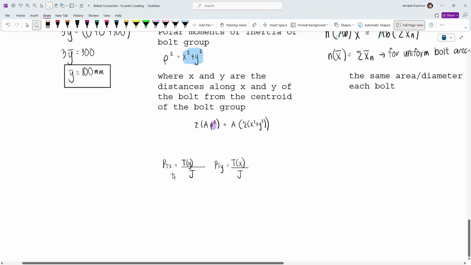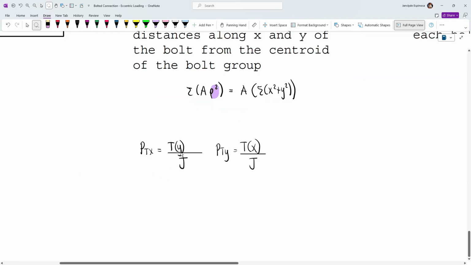Now, for the calculation of PTX and PTY, we have the following formulas. For PTX, we have T times y over J, and then for PTY, we have T times x divided by J. Now, the way I think about this in my undergrad years is this is just similar to the shear stress equals Tr over J. Now we know that stress is equal to force over area. So let's say this is PTX or PTY.